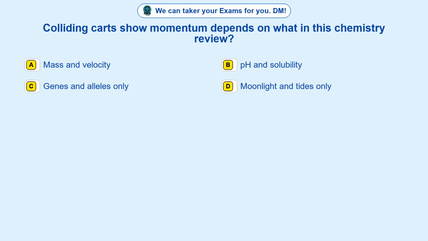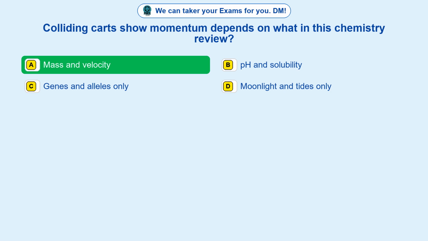Question 62. Colliding carts show momentum depends on what in this chemistry review? Option A, mass and velocity. Option B, pH and solubility. Option C, genes and alleles only. Option D, moonlight and tides only. The correct answer is option A, mass and velocity.